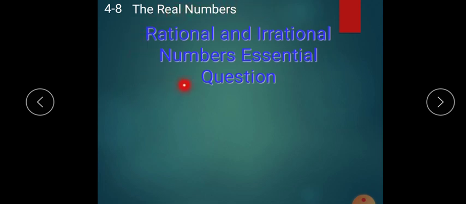In the previous video, we have seen that if any number can be expressed in the form of p by q, where p and q are integers and q is not equal to 0, as well as p and q are co-prime, such numbers are called as rational numbers. So in this chapter, we are going to learn about both rational and irrational numbers in details.